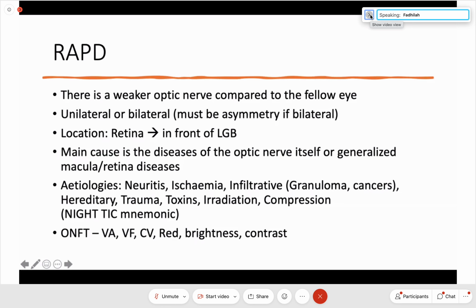Next, what are the main causes of RAPD? Of course, it is the optic nerve itself, a problem with what we call optic neuropathy. Or you can also have RAPD when there is generalized macular or retinal disease. So how do you remember? The mnemonic is NIGHTIC. The etiologies could be secondary to neuritis, ischemia, infiltrative, hereditary, trauma, toxin, irradiation, as well as compression. And of course, to complement your RAPD examination, you have to complete all the optic nerve function tests, which are vision, visual field, color vision, red brightness, and contrast sensitivity.